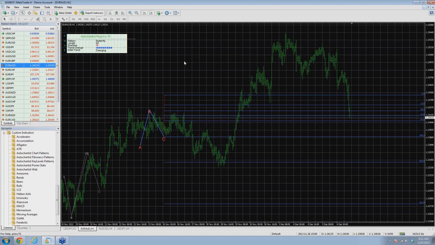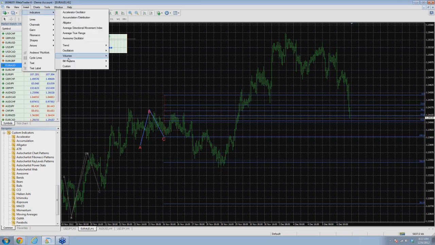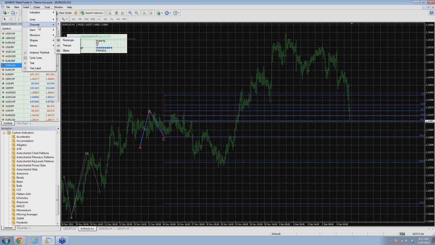So you don't have to sit here and create these lines. You can always take a particular indicator, for example, a moving average or a channel. Let's take a look at all these different indicators you can choose from: Fibonacci shapes, channels, lines, indicators. So you can always take one of these indicators.